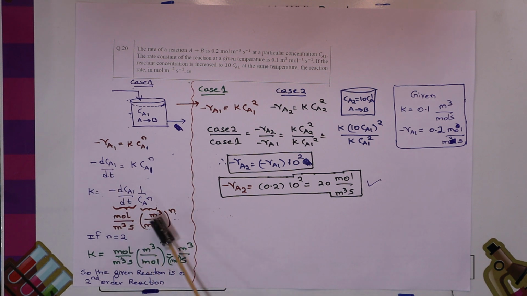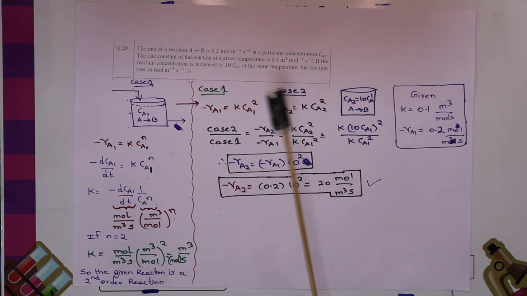So what are the units of the rate constant? Concentration units are mole per meter cube, time units are in second, 1 by Ca power N, that means 1 by concentration power N, that is meter cube per mole power N. If you take the value of N equal to 2, the rate constant will come as K equal to mole per meter cube per second, meter cube per mole whole square. Finally, the unit of the rate constant is meter cube per mole per second.